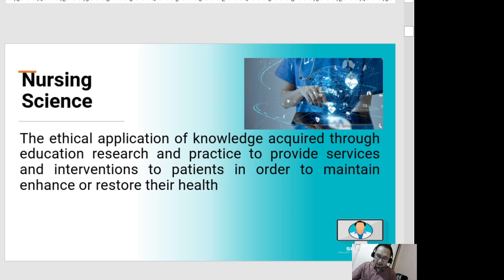So again, when we say nursing science, we are continuously doing our best to acquire and generate knowledge for the evolution, the change, and the improvement of the nursing profession, not only in practice in the clinical setting but in all other fields of nursing, especially the major fields of research and education.